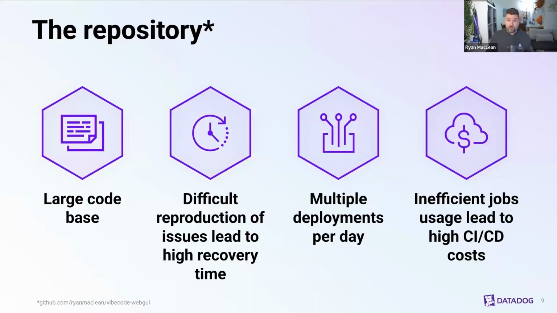So let's talk about the repositories, so the code that we've deployed here. Now, this is GenAI generated. I apologize. There's a lot going on in this repo, but the main thing I want to get across is that it's a large code base. So typically it's not something that you can ingest into your RAG app, and it can be difficult to reproduce issues, and that can lead to high recovery time.